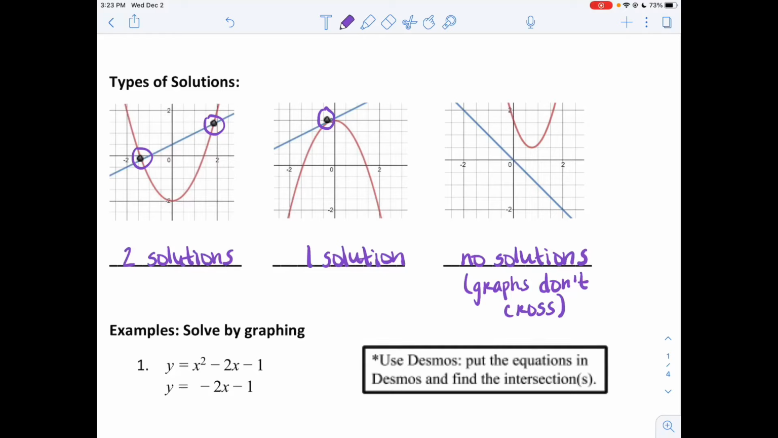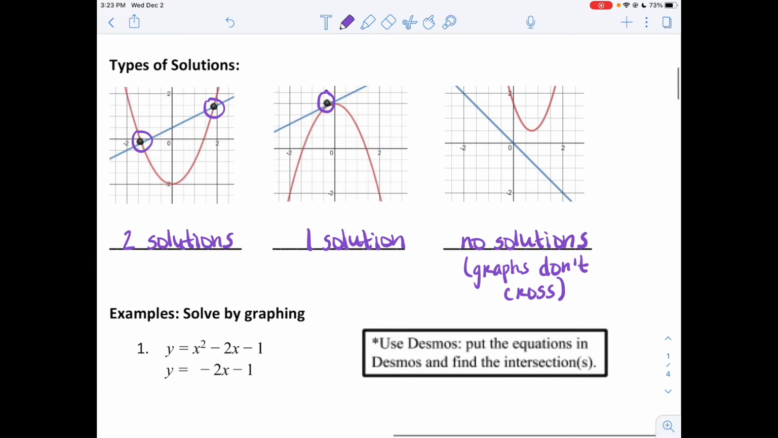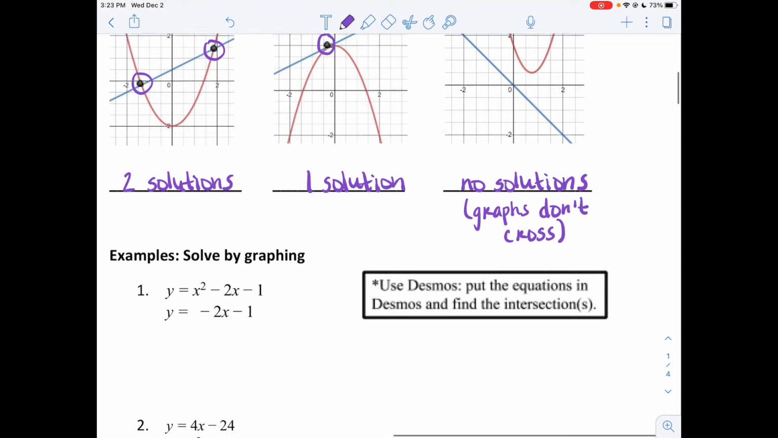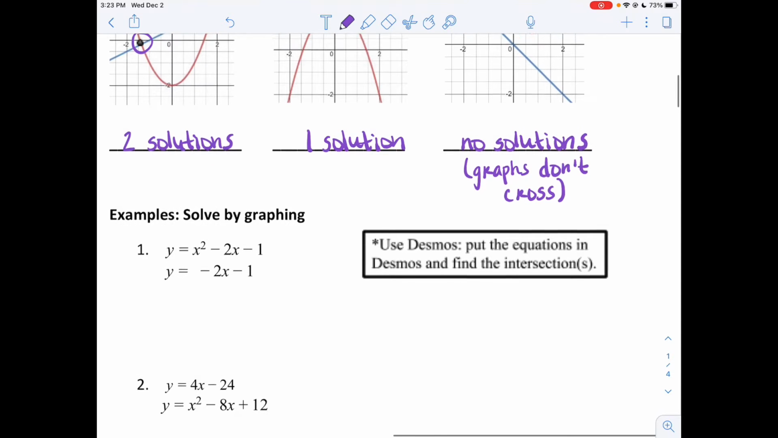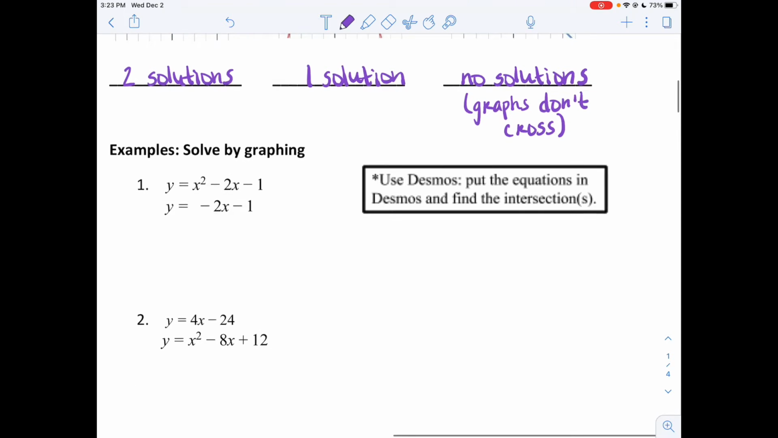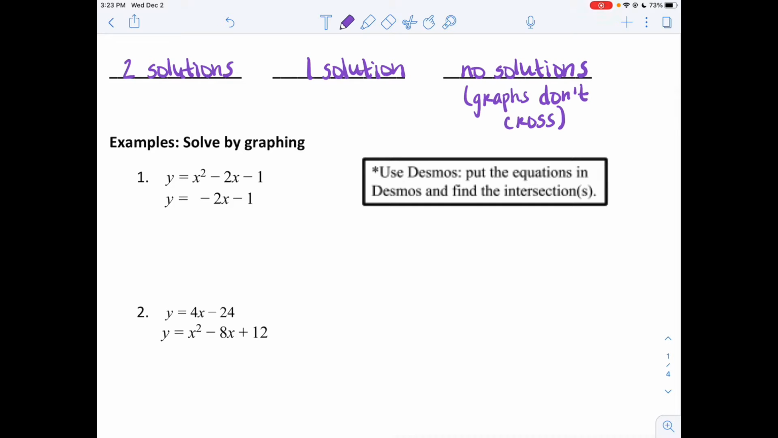Let's go ahead and look at some examples, and we're going to solve these by graphing. In order to do that, all we're going to do is put both equations into Desmos and look for the places where they cross. So let's head over to Desmos and put in example 1 first.